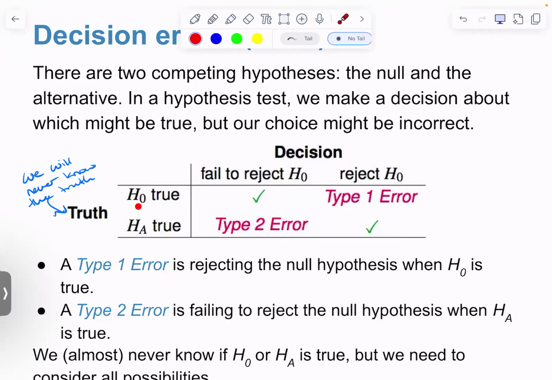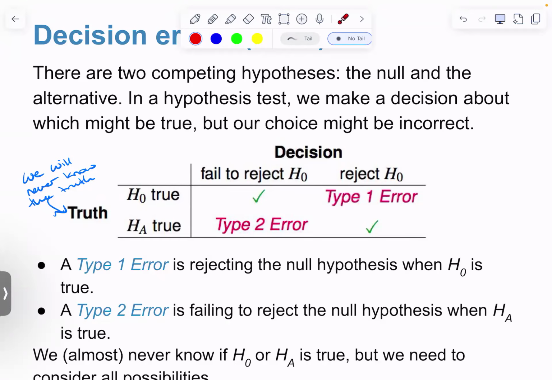If the truth is that the null hypothesis is true and you decided, hey, I don't have enough evidence to reject H naught, then that's a good decision, right? That was the right decision. If H naught is true and you say, hey, I found evidence against H naught, then you're in that 5% off sample. We call that a type 1 error.